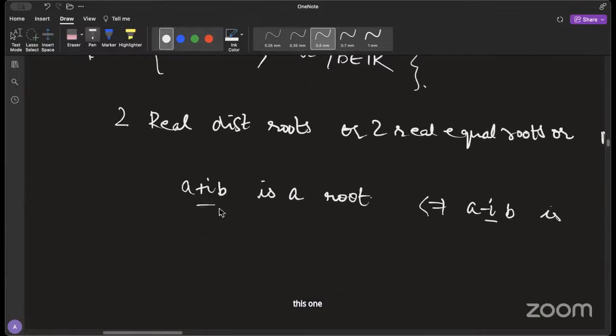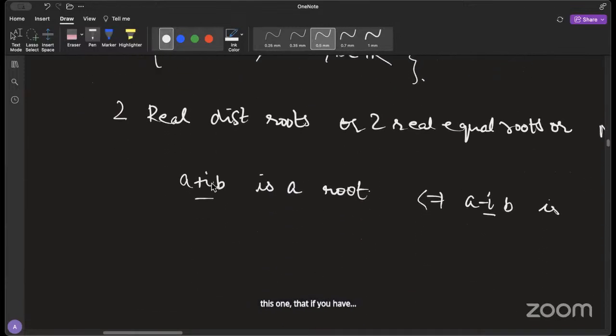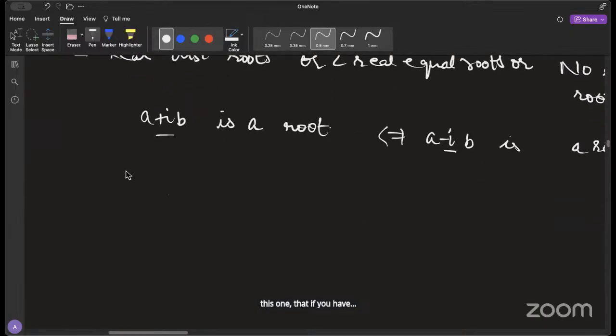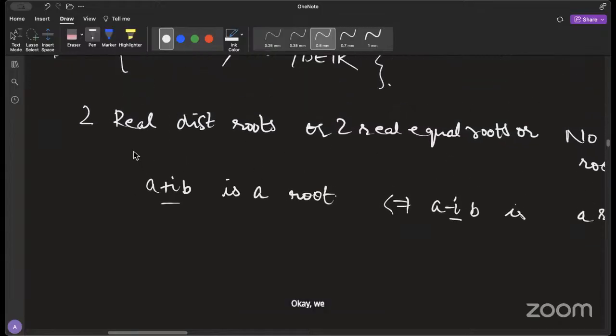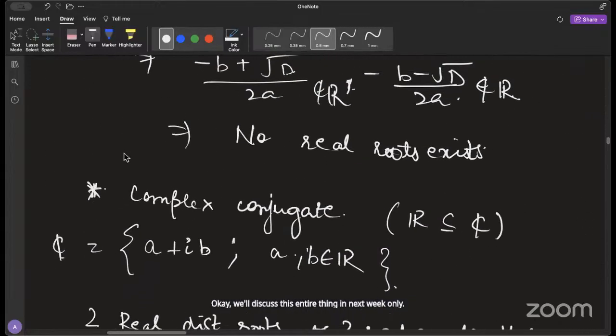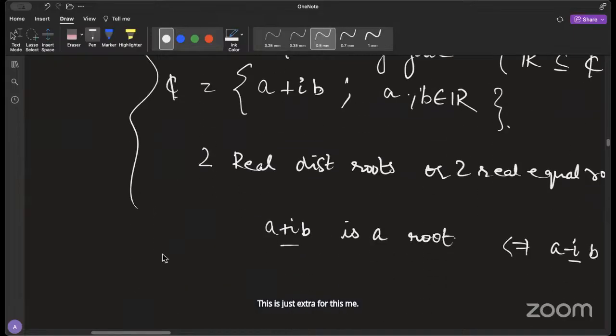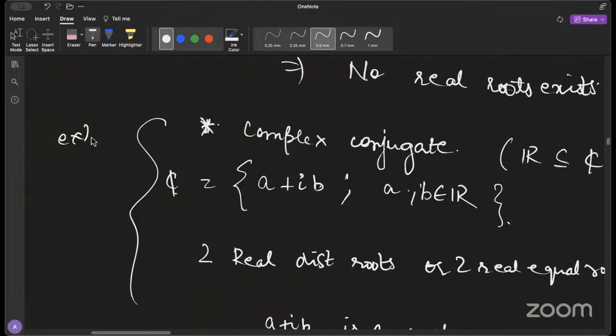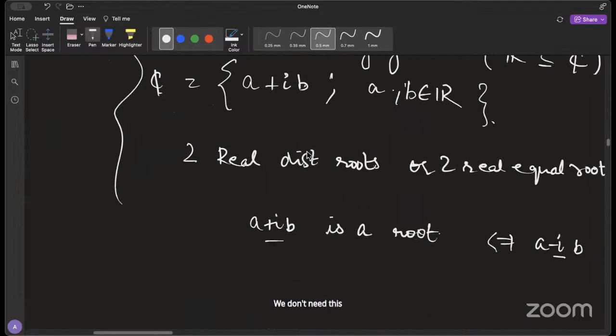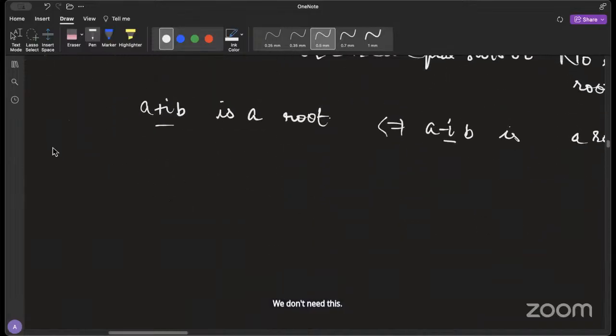This one, that if you have a complex root, a purely complex root, we'll discuss this entire thing in next week only. This is just extra for this week. We don't need this. Is that okay?